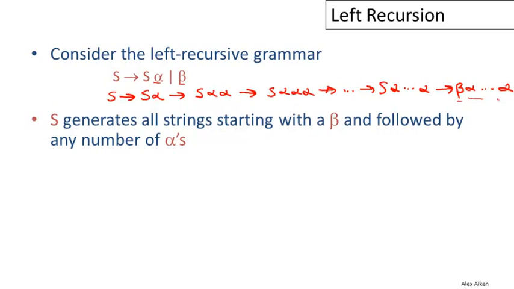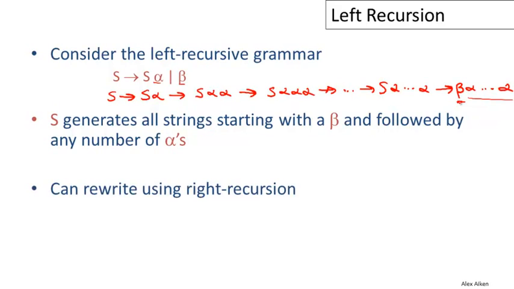That's the language that begins with a beta and then has some sequence of alphas. But you can see that it does it right to left. It produces the right end of the string first, and in fact the very last thing it produces is the first thing that appears in the input. And that's why it doesn't work with recursive descent parsing, because recursive descent parsing wants to see the first part of the input first and then work left to right. And this grammar is built to produce the string right to left. And therein lies the idea that allows us to fix the problem.